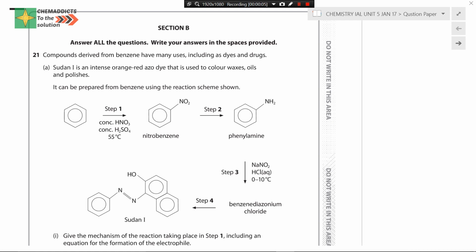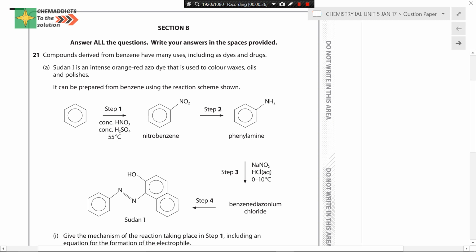Well fellas, now we're gonna solve question number 21 of this question paper. So let's get started. In this question, a reaction scheme of benzene is given. So at first, let us study the reaction scheme and revise some of the things that we have learned earlier.